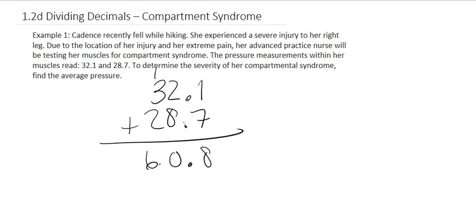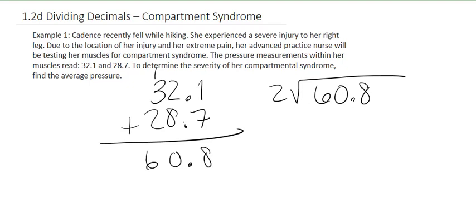So, let's use long division to divide this number. When dividing decimals, we begin by checking to see if the number that we're dividing by has a decimal. And since we're dividing by 2, there is no decimal. This means that we can first write the number 2 and then the long division symbol and put 60.8 in it. So now we can begin to do our dividing.